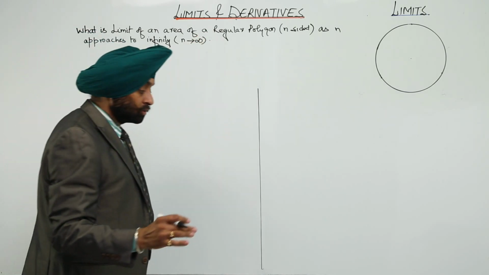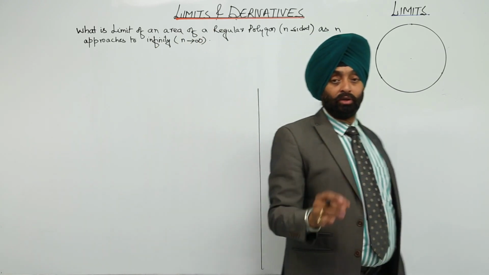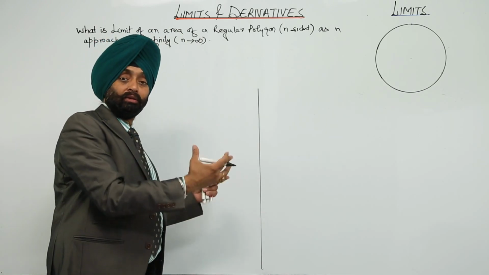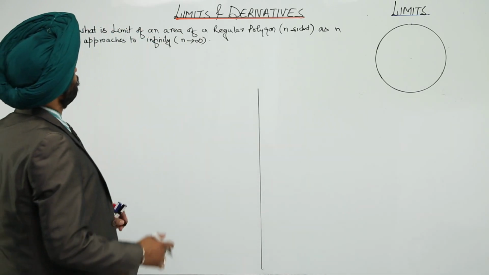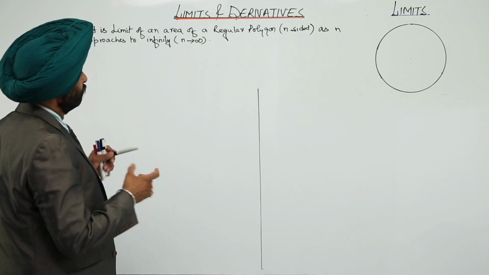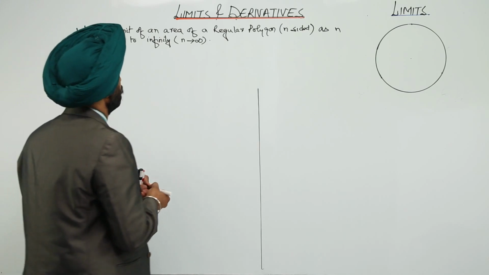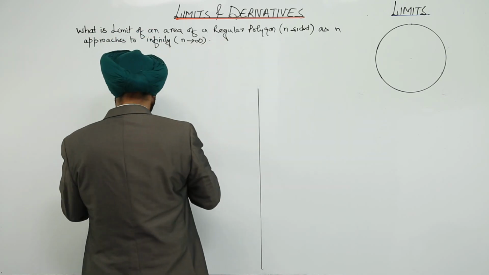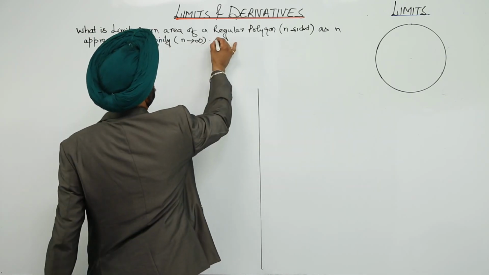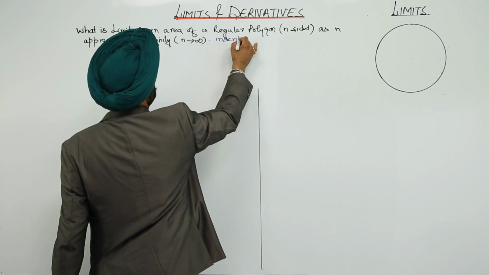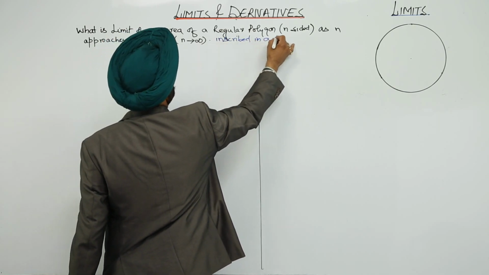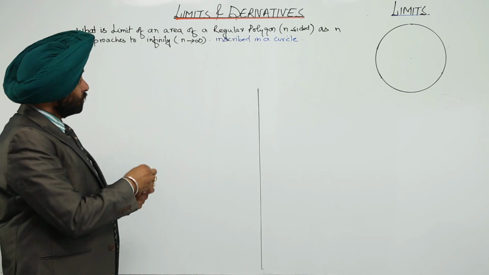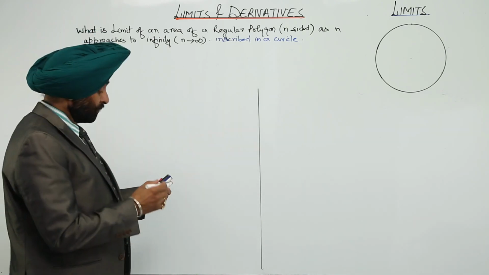Now we have already gone through the limit at a point. I just gave you a formula. We have drawn a graph also for that, and that same thing I am explaining in a different way. Okay. So what is the limit of an area of a regular polygon, n sided, as n approaches to infinity? Now just to make it understood, I am writing inscribed in a circle. It can be circumscribed also. Okay. So now what is the limit of an area of a regular polygon?